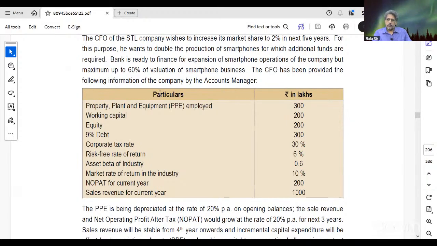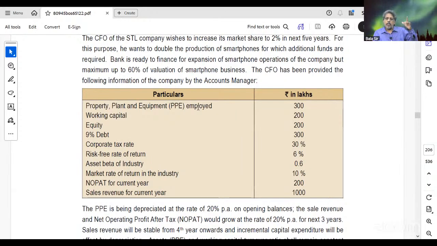Particulars, rupees in lakhs. Now they have given the data for the year gone by. He has given the data because later they'll ask you to value the business using something called the free cash flow to the firm approach. It's called the FCFF approach. Now let us read this data given. It's on page 206.